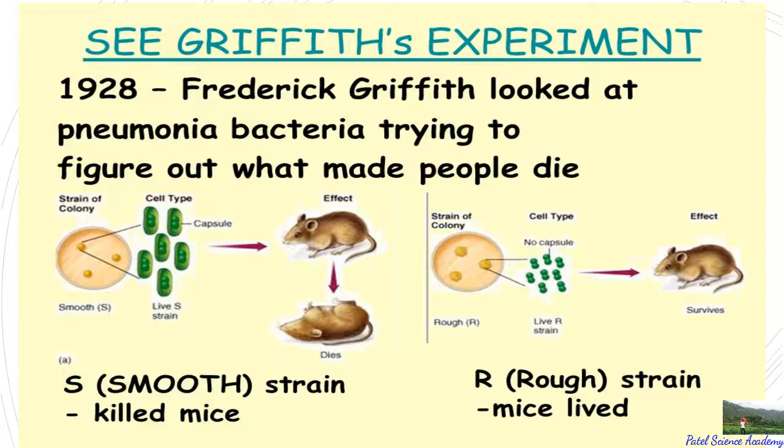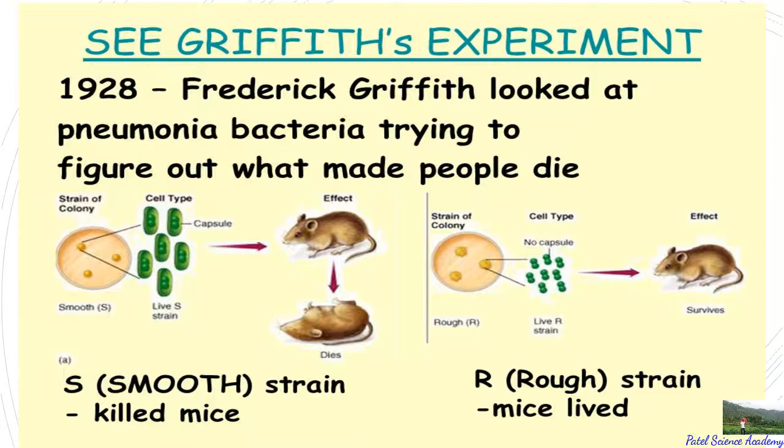What is the name of that bacteria? Streptococcus pneumoniae. This is the bacteria Streptococcus pneumoniae, which causes the disease pneumonia in humans and other mammals. Dear students, Griffith used two strains of this Streptococcus pneumoniae bacteria. There are two types, two strains, that were used by Griffith for his experiment.